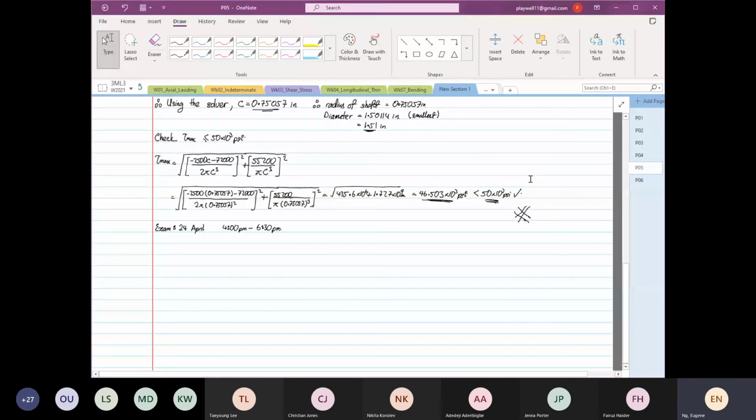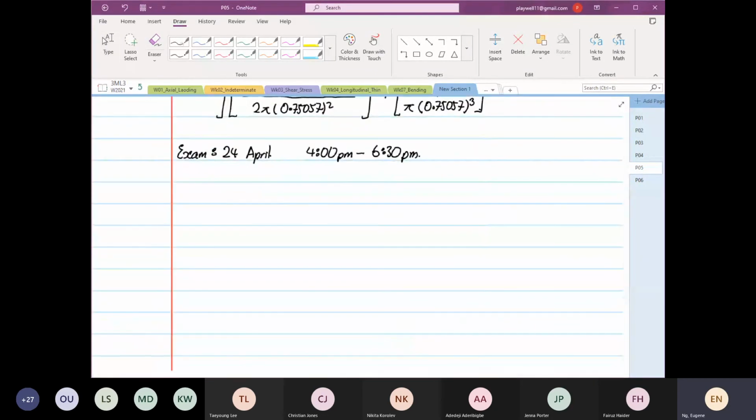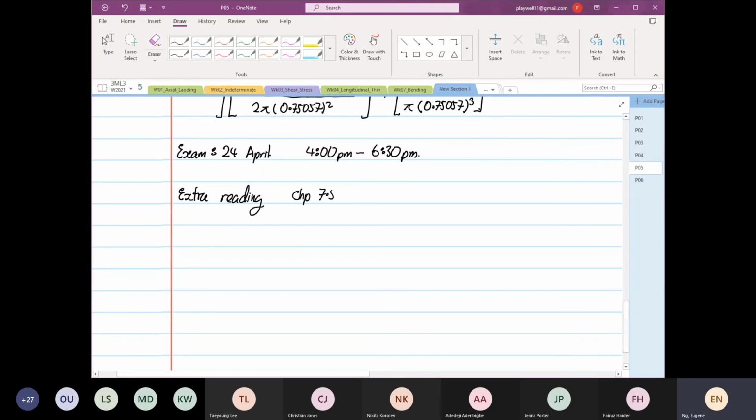So, extra reading, if you want to go extra reading: Chapter 7.5, 7.6, 7.7, and just focus on Tresca, and then chapter 8, shaft only.